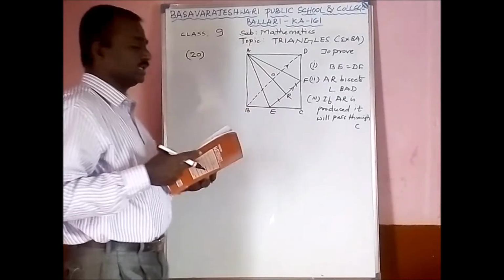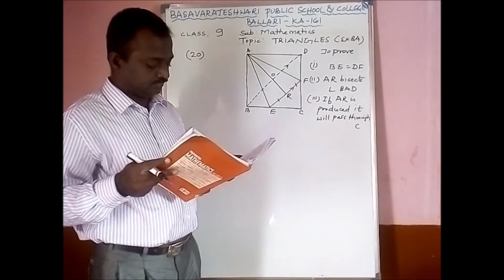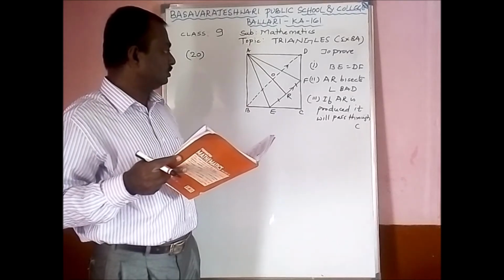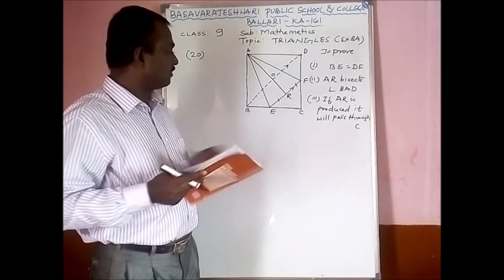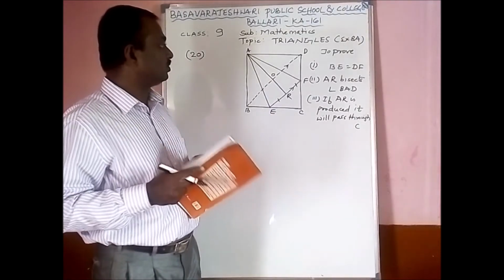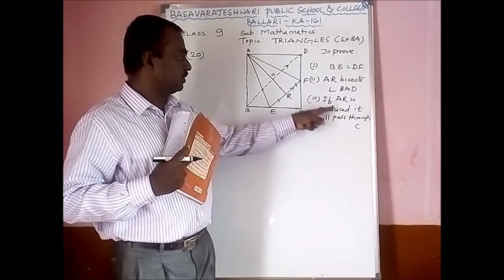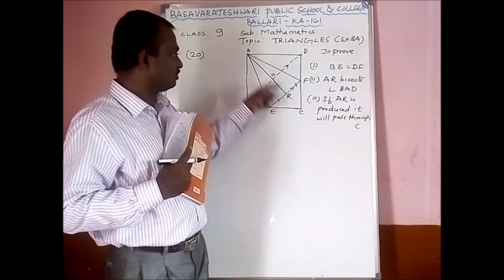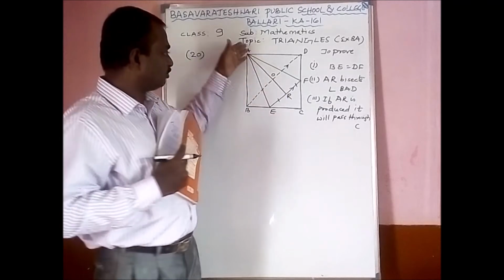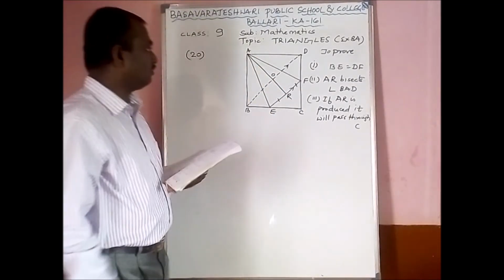Now, the 20th question. In the given figure, ABCD is a square, EF is parallel to BD, and R is the midpoint of EF. Prove that BE is equal to DF, and that AR bisects angle BAD. If AR is produced, it will pass through C. That means we have to prove that AC is the diagonal. Okay, now the first one we will see.